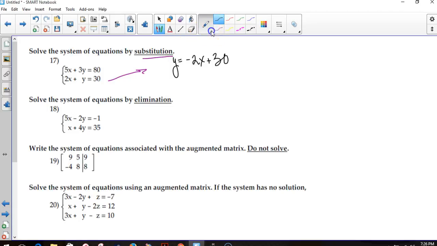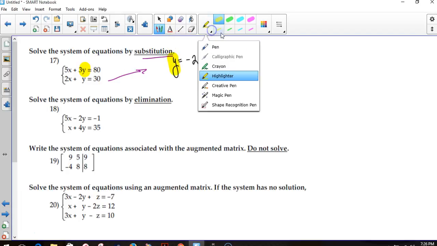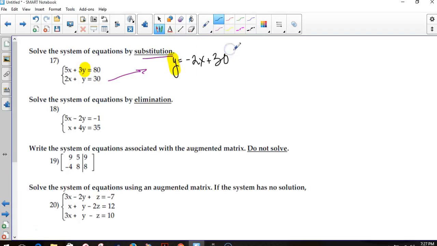So now anywhere that I see a y in my first equation, I can take that y out and put in the negative 2x plus 30. And so instead of 5x plus 3 times y, that's going to be a negative 2x plus 30 equal to 80. Now solve for x.